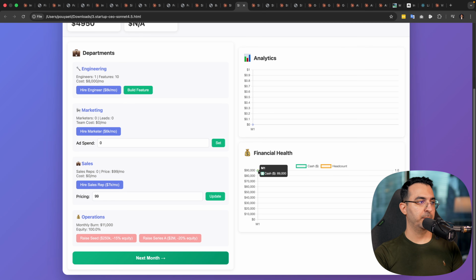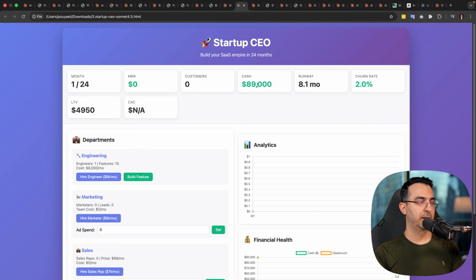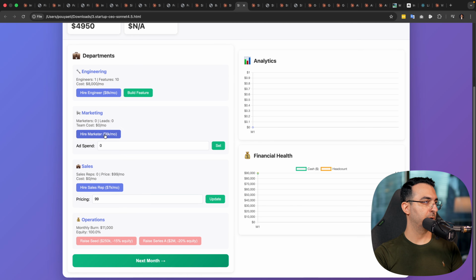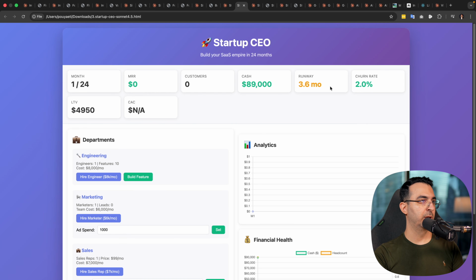So here we are. This is the money that we have right now, and we made no money. So we need someone for marketing. Let's hire a marketer. Now we are spending $6,000 per month more here. And let's hire someone for sales. And for ads, let's spend $1,000 as well. So with this setup, we can only continue for 3 months.